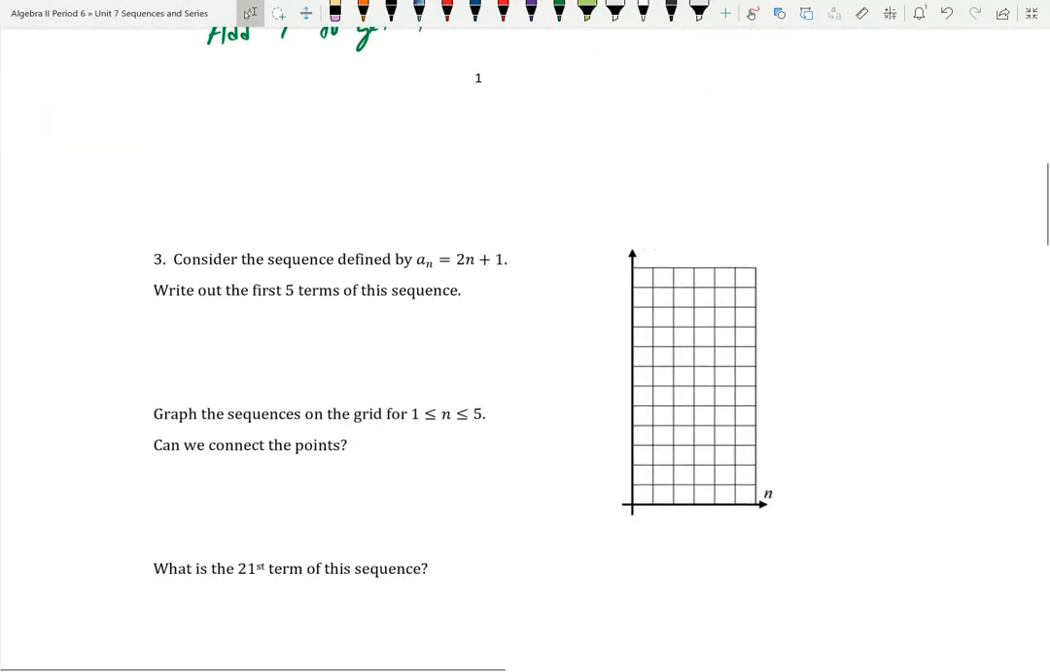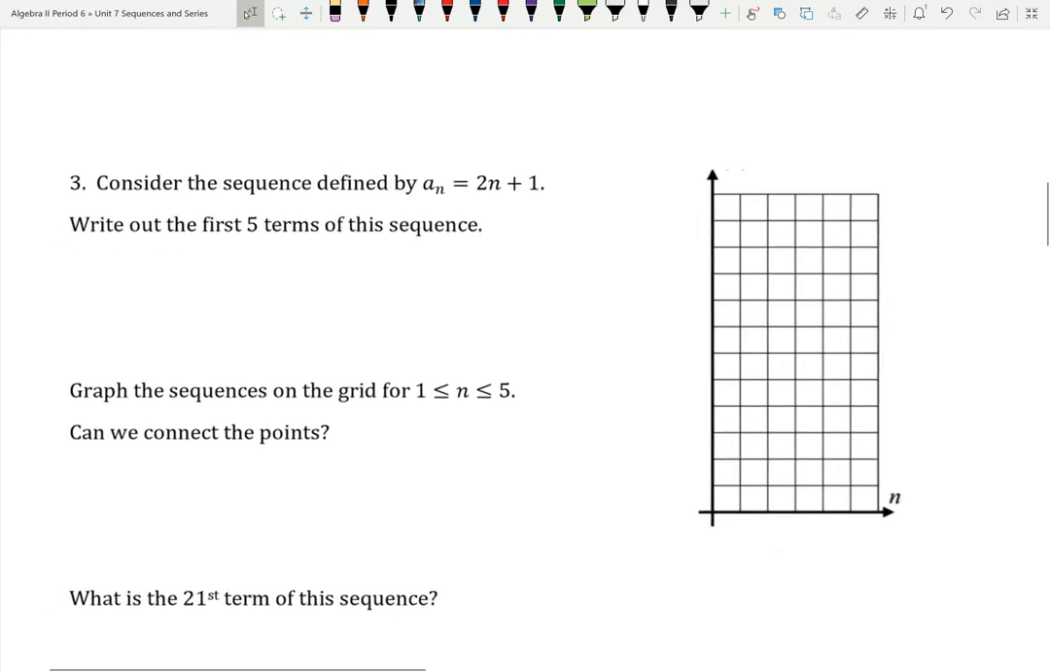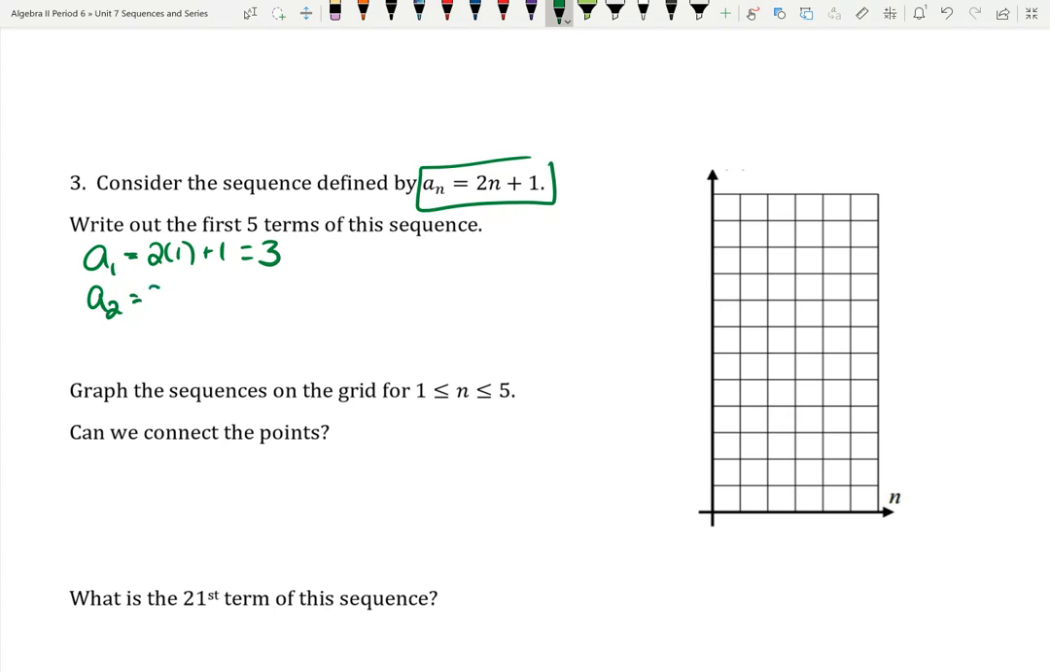So these sequences can be graphed, and here's the rule. A sub n equals 2n plus 1. So if I want a sub 1, guess what number I'm plugging in? I plug in a 1. 2 times 1 plus 1 is 3. If I want a sub 2, I plug in a 2. A sub 3, plug in a 3. I want the first 5, a sub 4, a sub 5. If you trust me, that comes out to be 9 and 11.